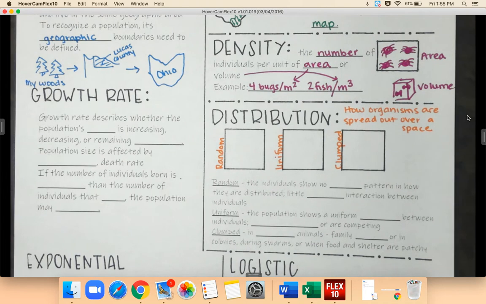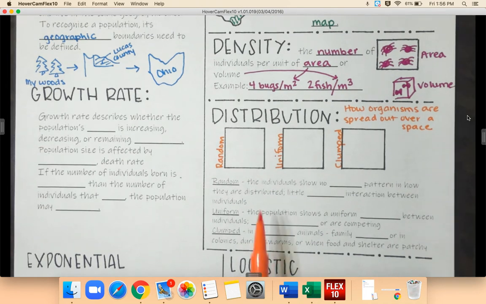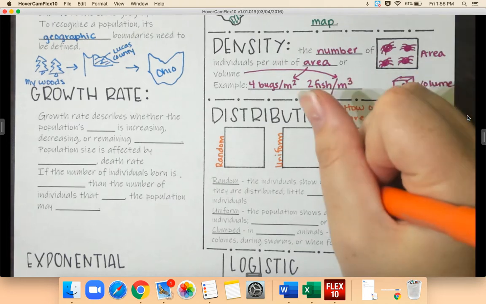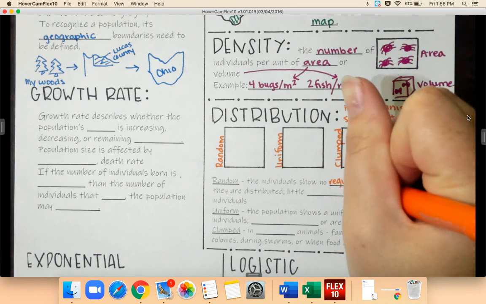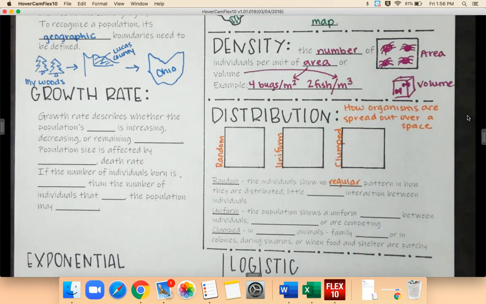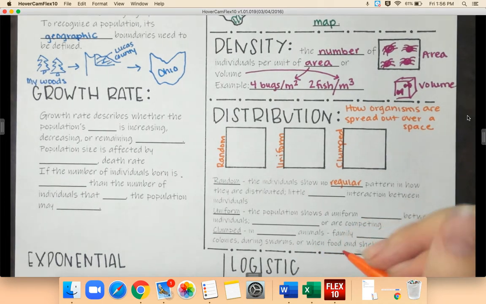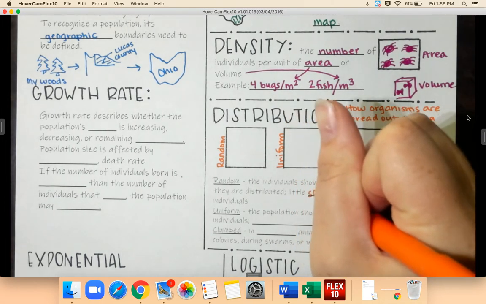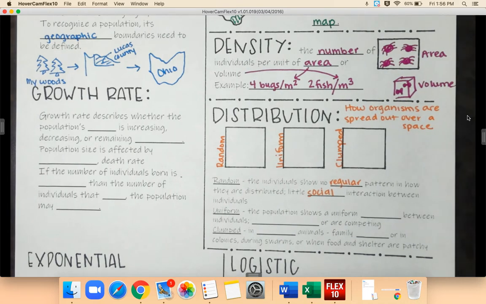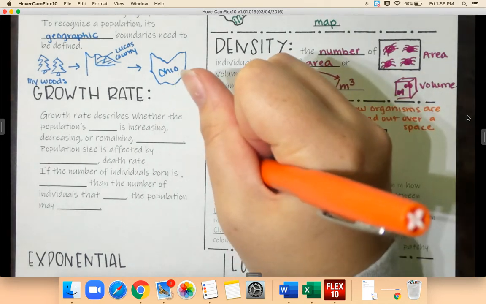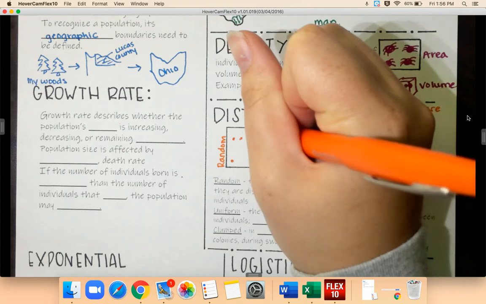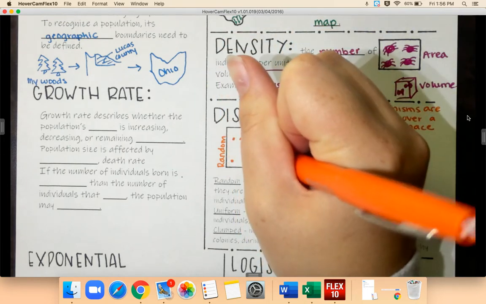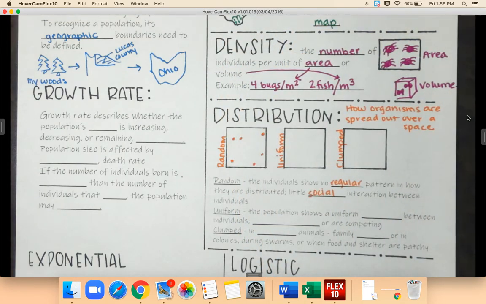In a random distribution, the individuals show no regular pattern in how they are distributed. There's little social interaction between individuals. So if we're plotting where some individuals live, it's kind of just random, right? That's what it means. It's random.